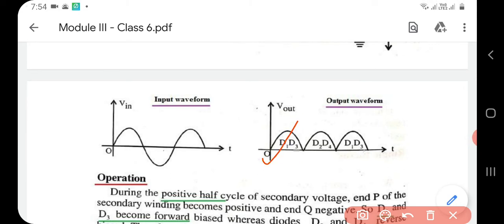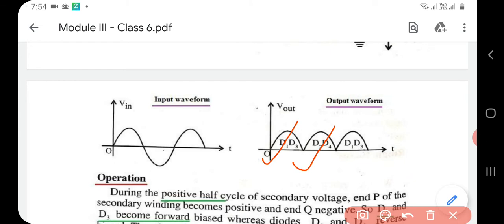Now what happens when the negative half cycle comes? When the negative half cycle comes, D1 and D3 will be reverse biased, that is they will not conduct, whereas diodes D2 and D4 will be forward biased and they will conduct. So definitely there will be a current flow in the output, that is there will be an output waveform due to diodes D2 and D4.